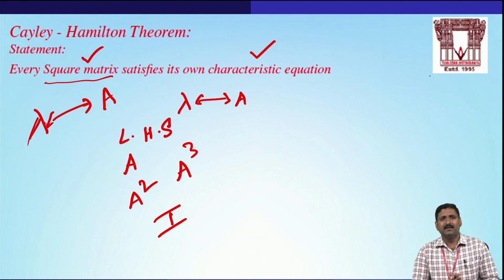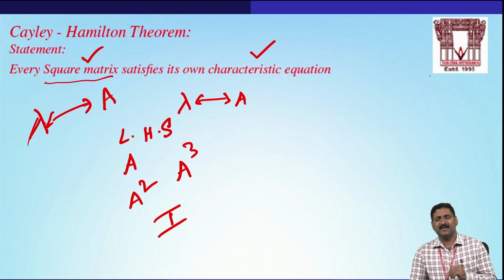It means what? Whenever you are taking the characteristic equation by replacing lambda with capital A, you will get a matrix equation. On the RHS side, the matrix equation contains 0. It is not actually 0, it is O. O indicates the 0 matrix.